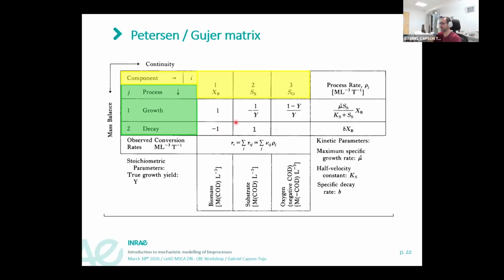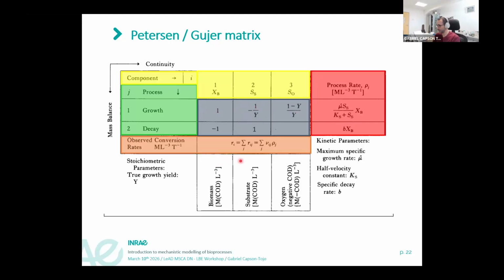Here we have the processes. As I was saying, if you have more than one reaction, you just add rows to your matrix, the growth rates, which you have already seen, and finally you have all the stoichiometric coefficients.